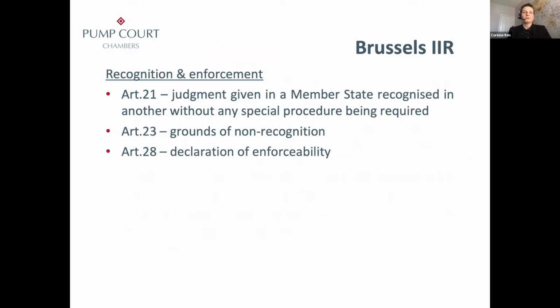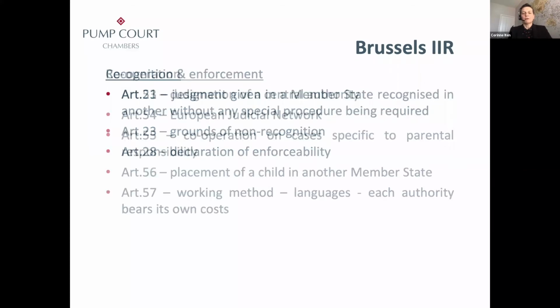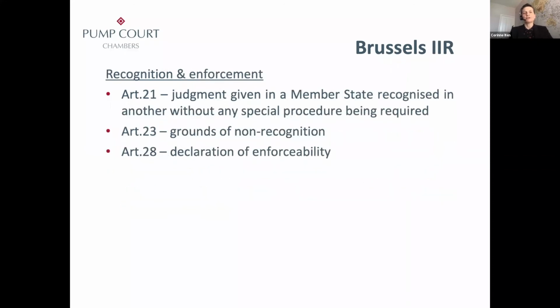Another important point, of course, recognition and enforcement are dealt with. Article 21 makes it clear that a judgment given in a member state is recognised in another without any special procedure being required. There are grounds, forgive me, for non-recognition, certain circumstances in which it may be argued that a judgment shouldn't be recognised in another member state, and procedures for declaring enforceability. So the scenario is essentially it's recognised without further ado, but there is a procedure for enforcing it.